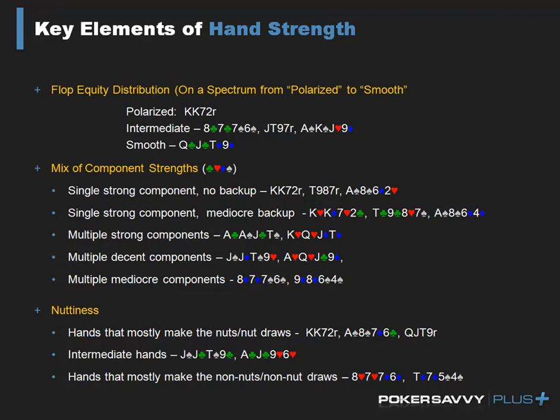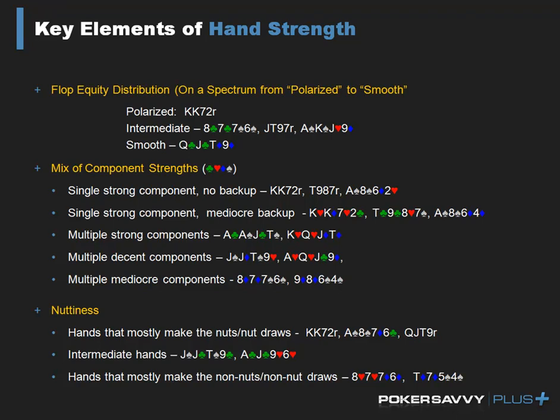Just look at the hand and say, of these three things, this hand does this thing well. If it does it really well, then it's a single strong component type hand. And start thinking about situations in which you want to play, what you want to do with the fact that you have a hand like King, King, 7, deuce rainbow. What situations is it best suited towards? We're going to get into that a little bit more in the next few minutes.